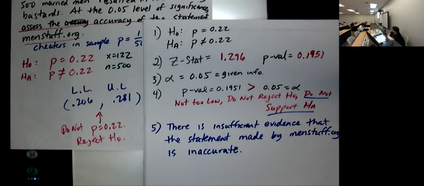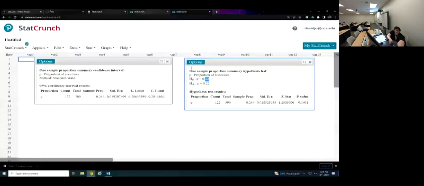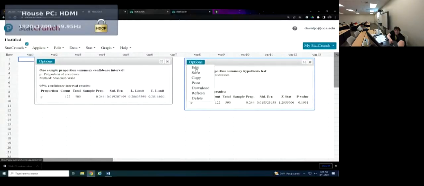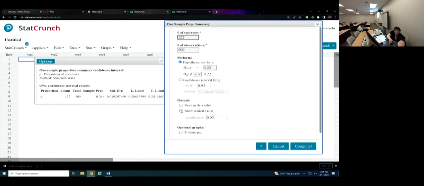When you entered the number in the hypothesis, you entered the 0.05, or did you enter 0.5? Wait, what? Whenever you did it on StatCrunch, the first column that you did. Yeah, we're putting in our H naught and our HA. Okay.